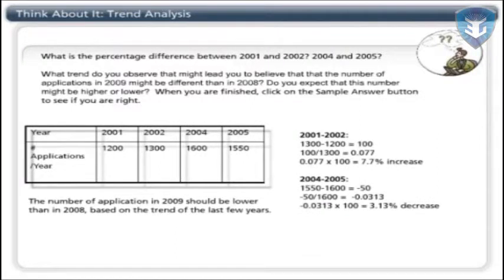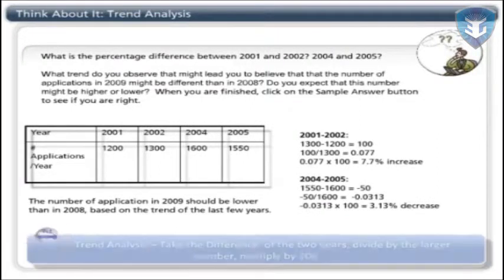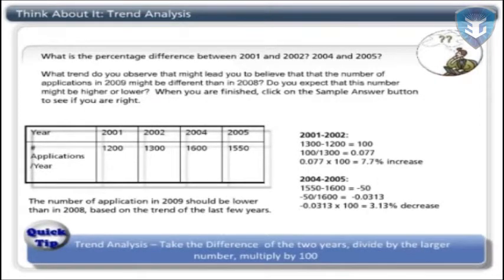So, here are our answers. We took the difference of the 2 years, then divided by the larger number. We then multiplied the answer by 100 to get a percentage. How did you do? The number of applications in 2009 should be lower than in 2008, based on the trend of the last few years.